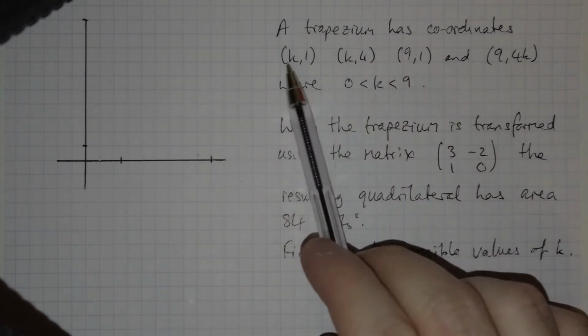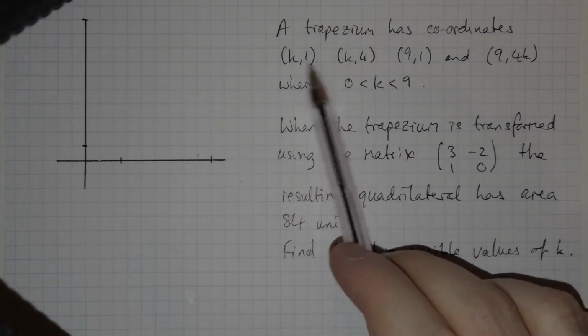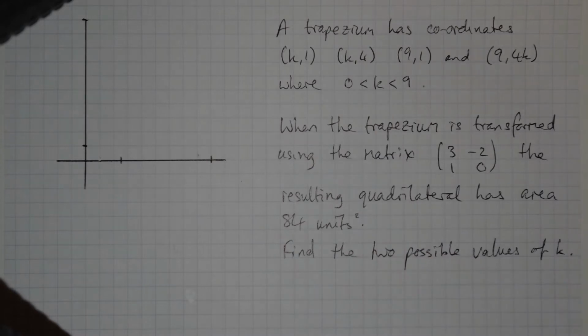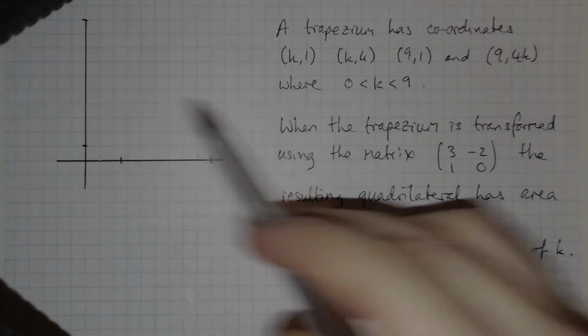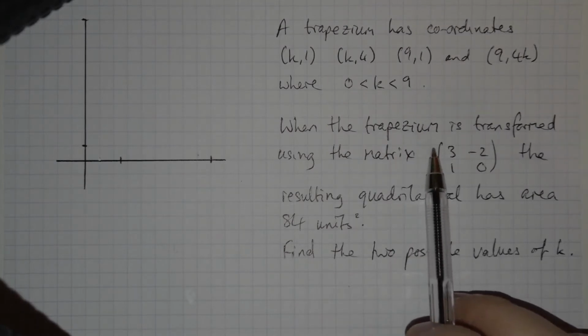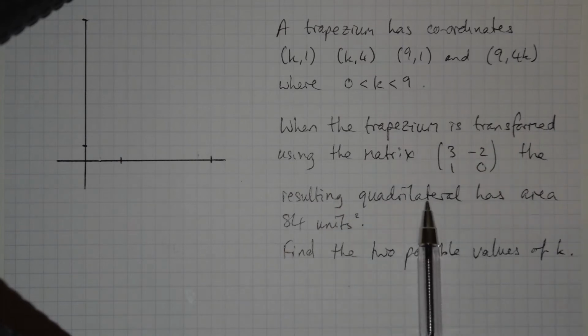I've got here a trapezium that's represented by 4 coordinates. I don't know the value of k, but I do know that it's positive and it's less than 9. That's relevant in a moment when I come to sketch the picture out. I'm going to transform the trapezium to get a different shape. It's presumably no longer a trapezium because now the question refers to a quadrilateral, so I guess it does some kind of shearing or twisting, so that it's no longer a trapezium.